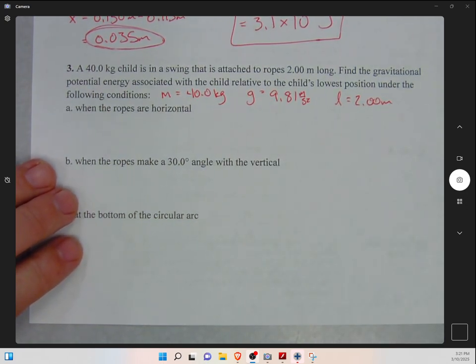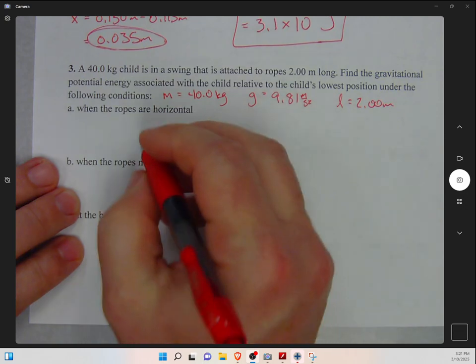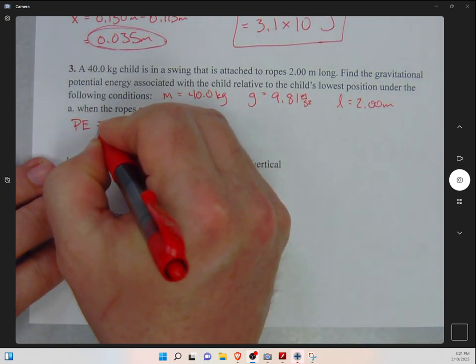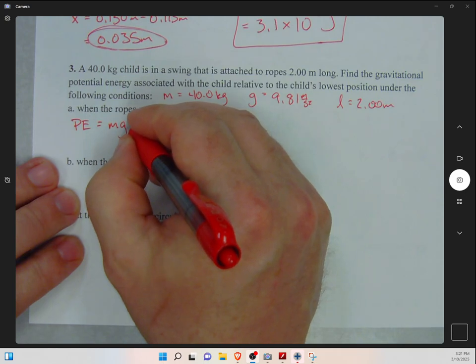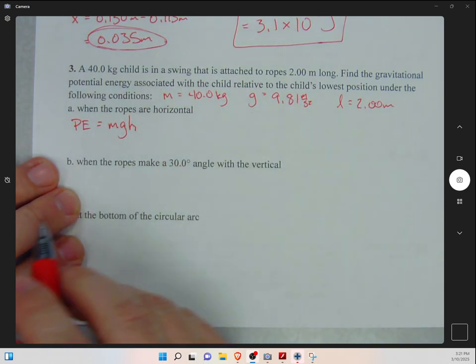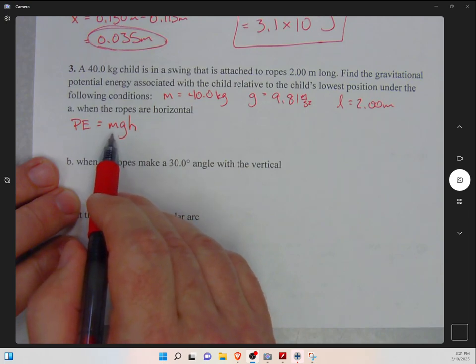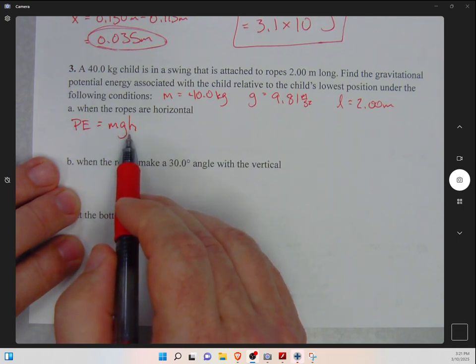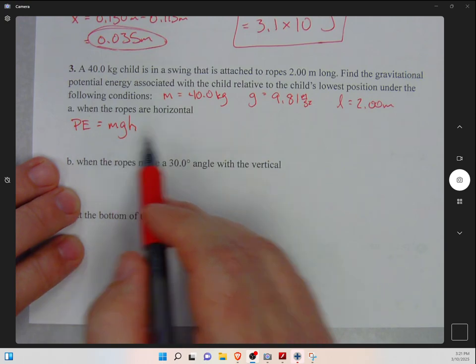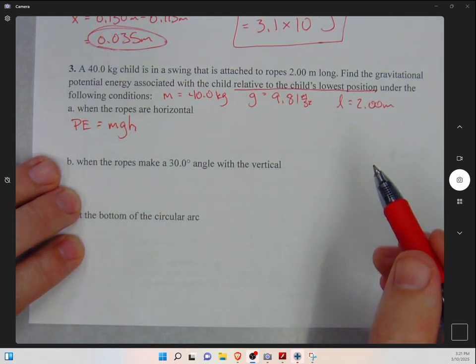So we're going to be using gravitational potential energy, and we do have a nifty little equation that we can use for it. We know that potential energy is equal to mass times acceleration due to gravity, at least when we're going vertical, multiplied by the height. Now again, mass is measured in kilograms, like we said, g is acceleration due to gravity, and h is going to be the height of the child above the lowest position, relative to the lowest position.